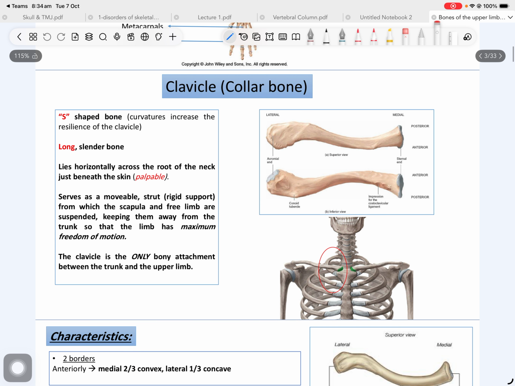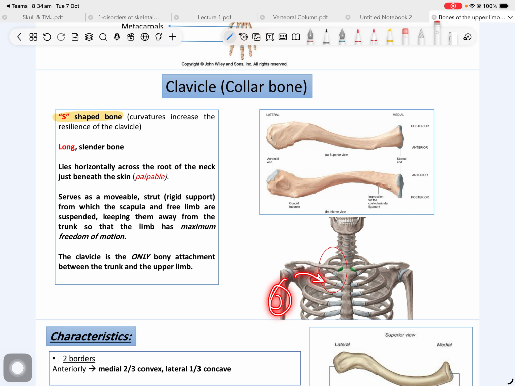First, we have the clavicle. So this is the clavicle. It is an S-shaped bone. Why is it S-shaped? Because, as you can see, there is a curvature here. It is located horizontally in the body, and it is the only bone that connects the bones of the upper limb with the trunk.